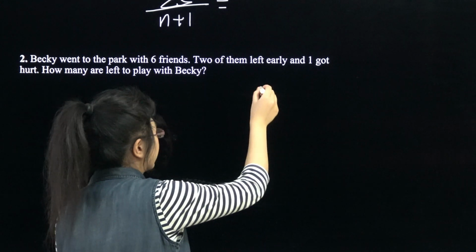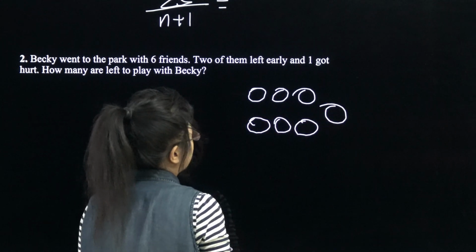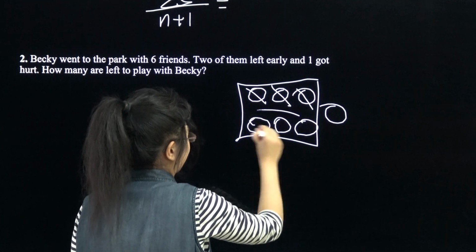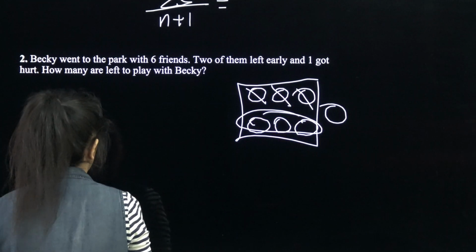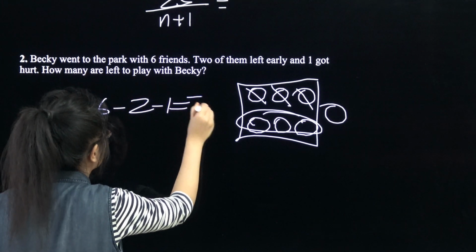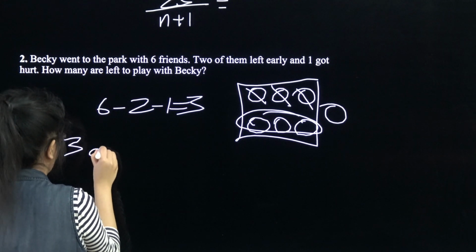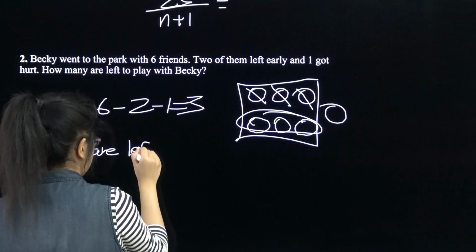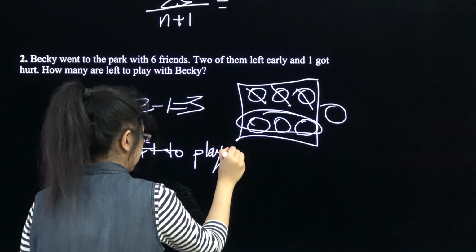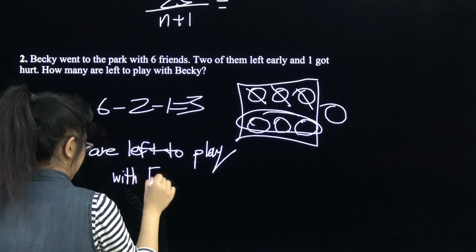And if you were to draw it out, you'd draw 6 circles, and then Becky, and then you would say, these are the friends, 2 of them left early, 1 of them got hurt, there's 3 friends left. Or you could just do subtraction. 6 minus 2 minus 1 equals 3. Either way, you get the answer that 3 are left to play with Becky.